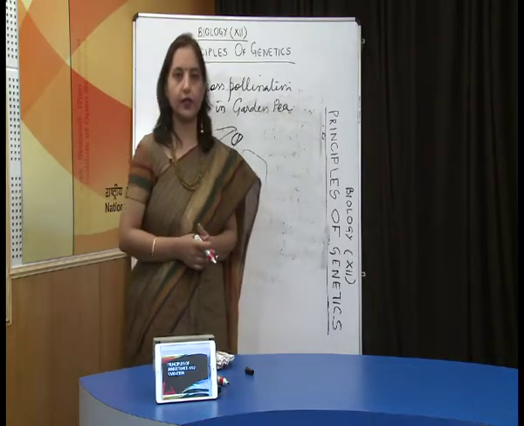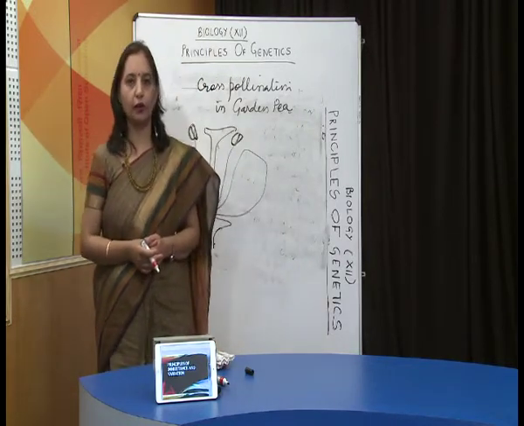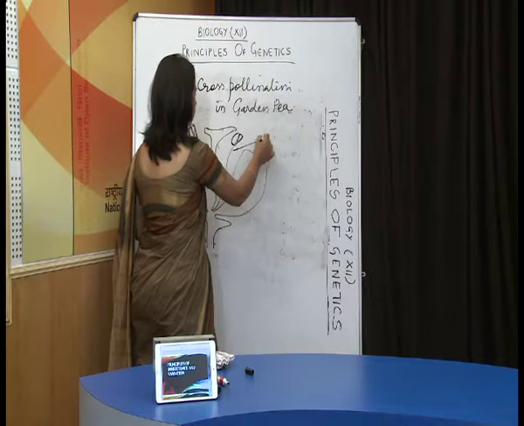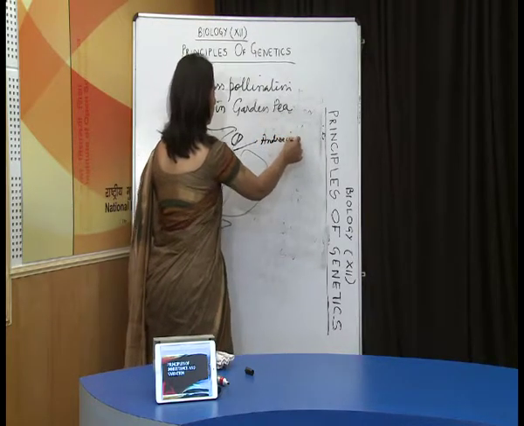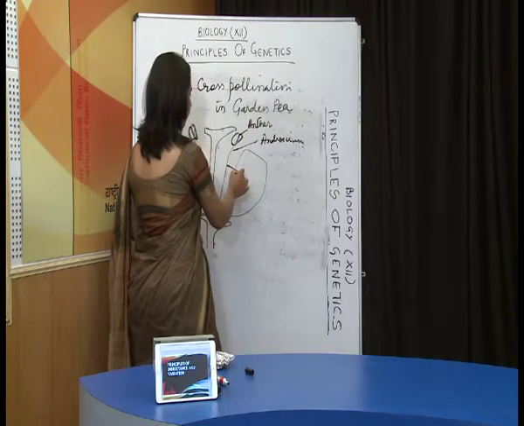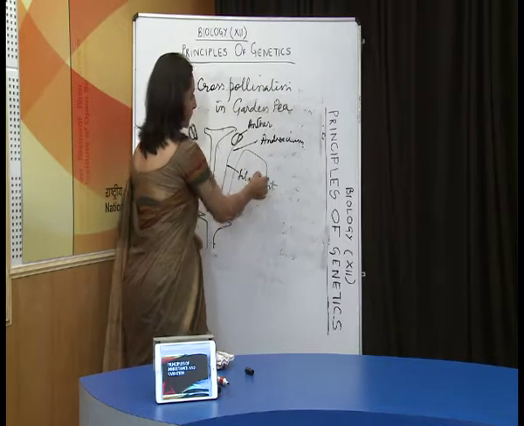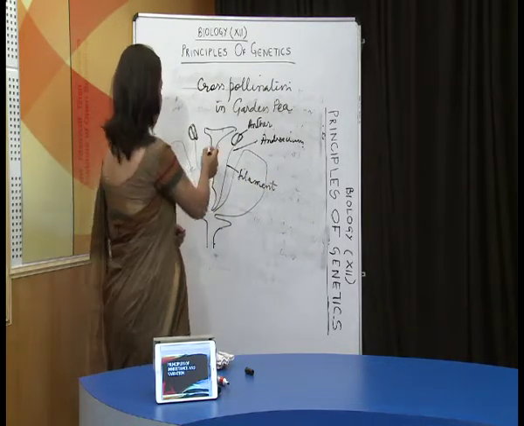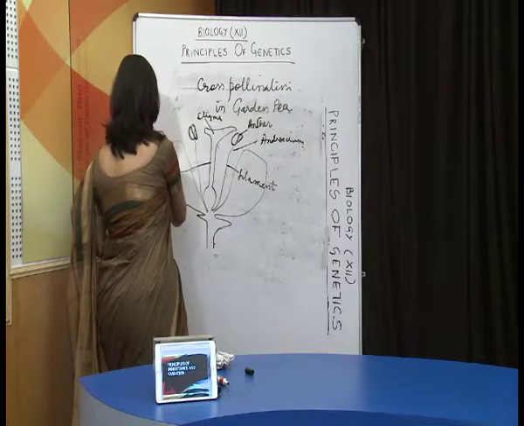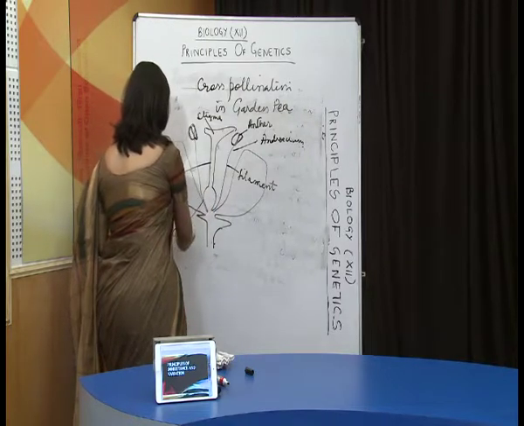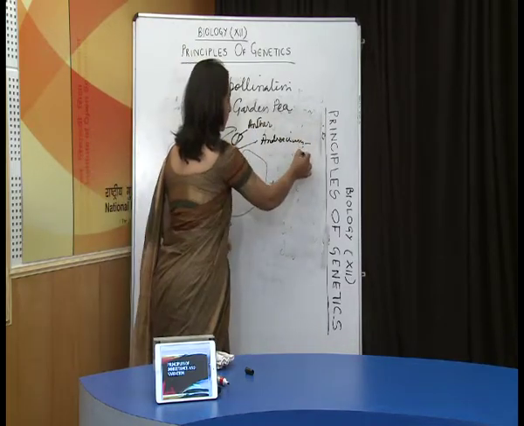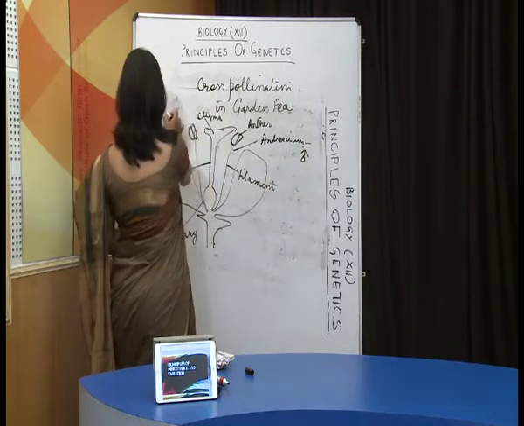You all are familiar with the structure of a flower that you have read in lower classes, whereas we know that the male part is called androecium, which consists of anther and filament, whereas the female part is gynoecium, consisting of stigma, style and ovary. So this is the male part, whereas gynoecium is the female part.